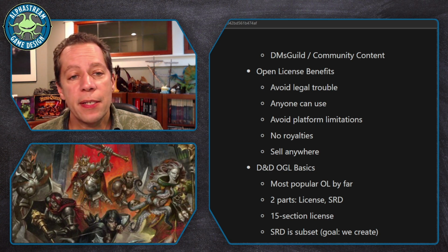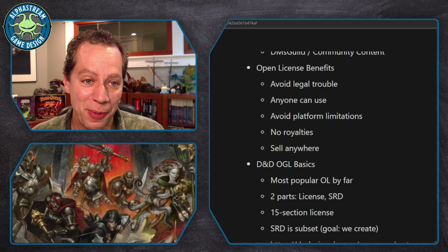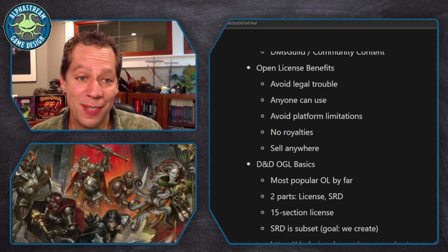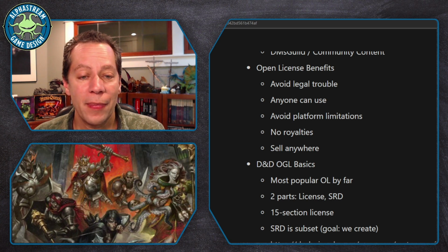So what are some of the benefits of an open license? There are a number of them. As we just talked about, you avoid legal trouble. You follow this open license, you do what it says, you get to do what it tells you that you get, and that's amazing, and anybody can use it, and that's great.